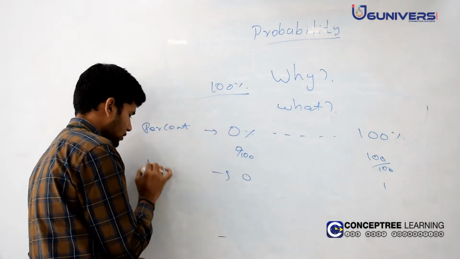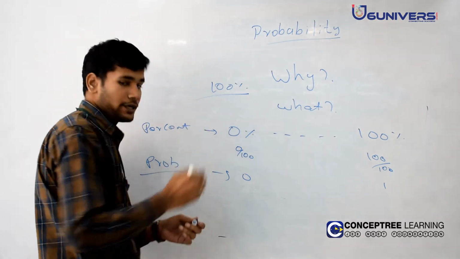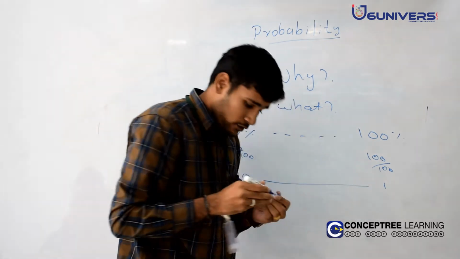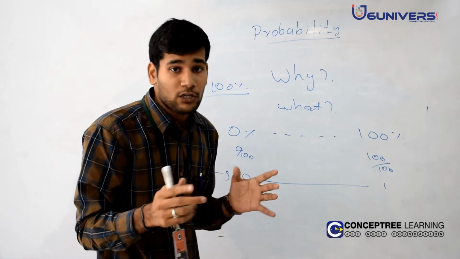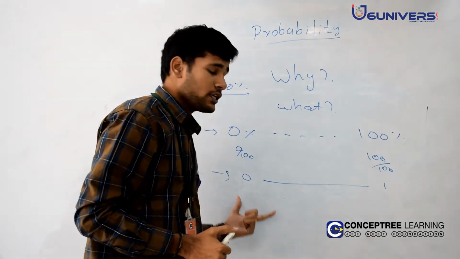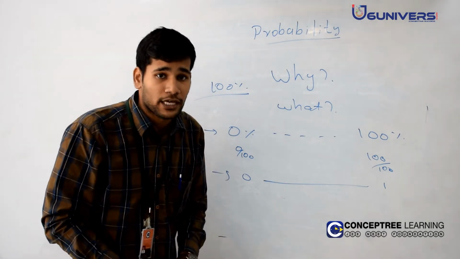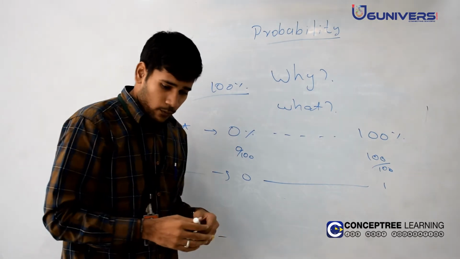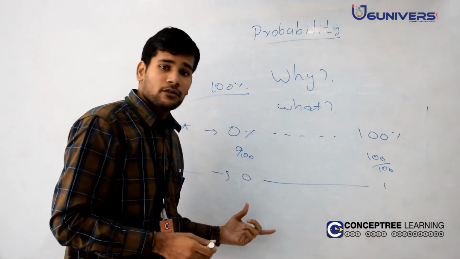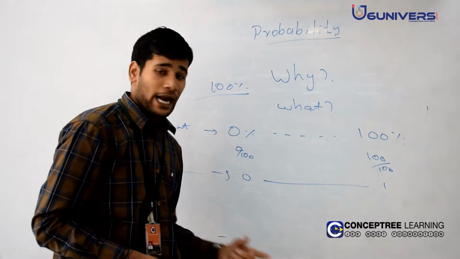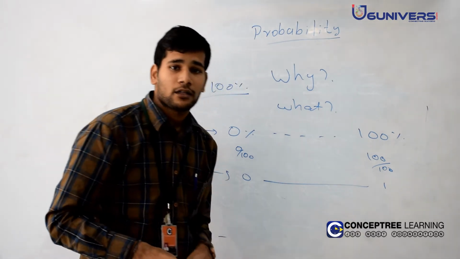This is the limit for probability, right? 0 to 1. So the value of probability always lies between 0 and 1. It cannot be more than 1, right? So, okay, what happens if the limit is 0, and what happens if the limit is 1?